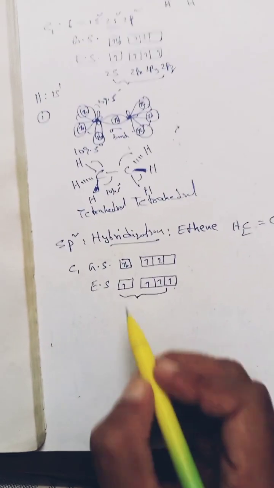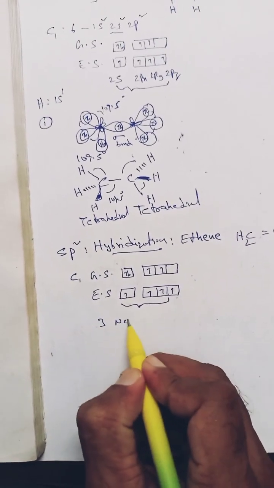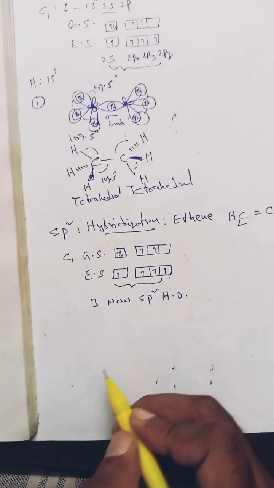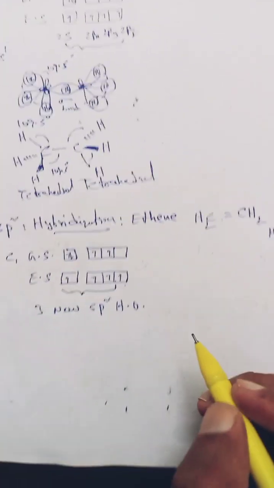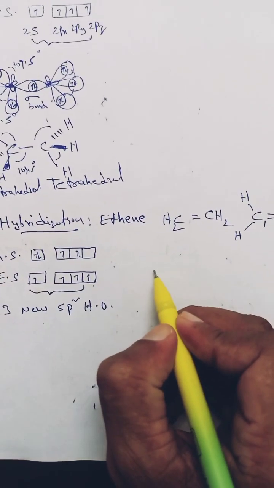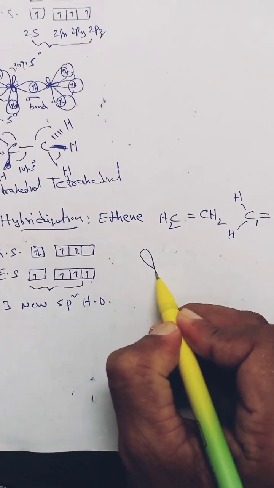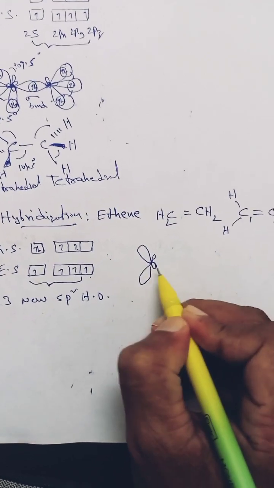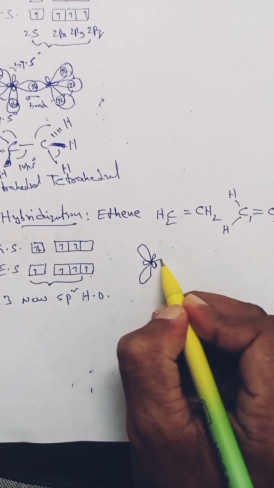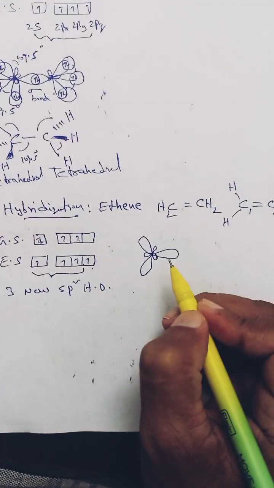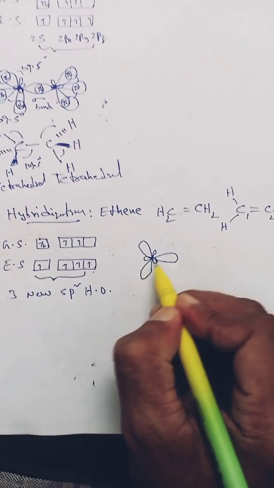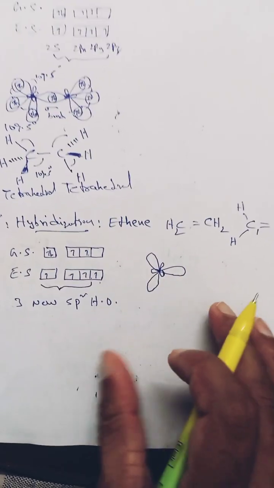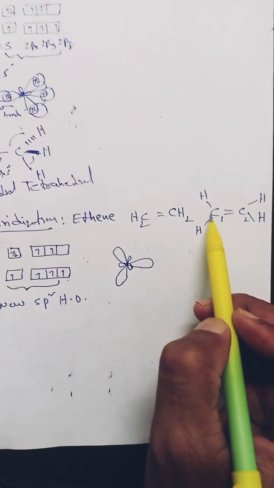So here one s orbital and 2 p orbitals, a total of 3 orbitals, combine for this one carbon to form 3 new sp2 hybrid orbitals, and they will be arranged in space like this. So this is one sp2 hybrid orbital, this is another sp2 hybrid orbital, and the third one is this. 3 sp2 hybrid orbitals will form and they will be arranged in space like this. That is for this carbon.